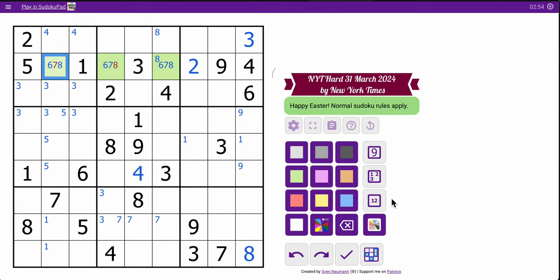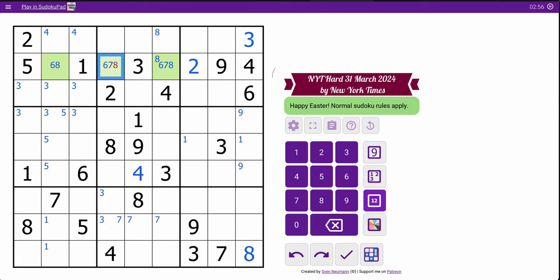Whoops. Wrong mode. 3, 4, 8, 9. Oh, neither of these could be 2 in column 5, so 2 must go there. That'll force 2 in one of these 2.